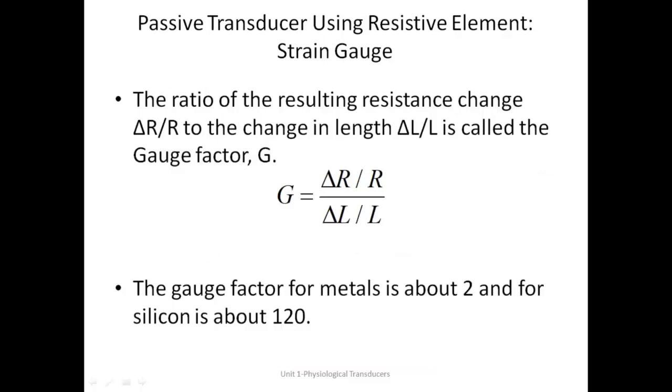So the ratio of the resulting resistance change, that is delta R by R, to the change in the length, delta L by L, is called the gauge factor. And usually in metals, the gauge factor is about 2, and for silicon it is about 120. So it actually depends upon the requirement of the particular application, what gauge factor value we want to select, right? So this is how we can actually use a resistive element which is sensitive towards a particular kind of physical phenomenon, and use that resistive element in a circuit, right, to design passive transducers.